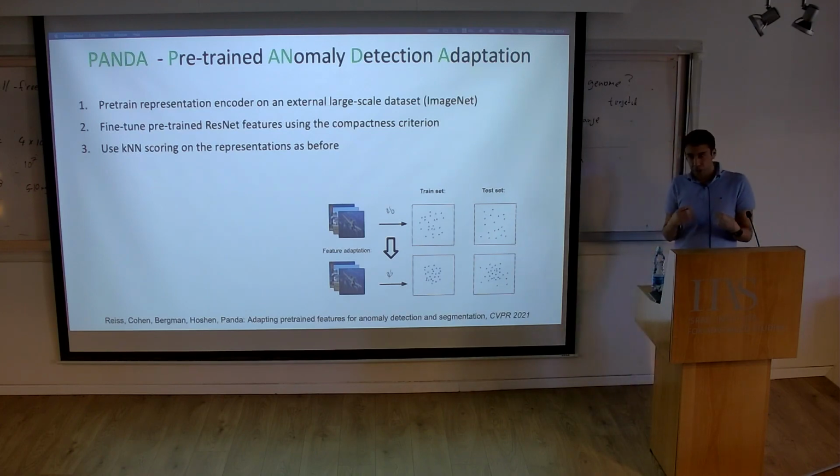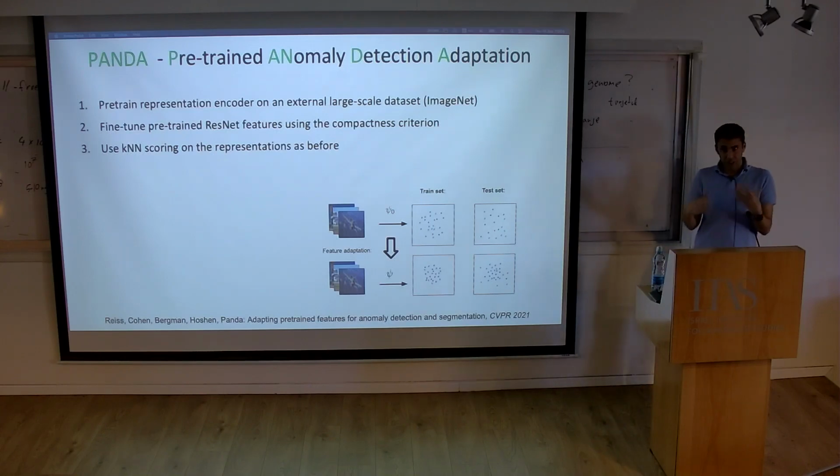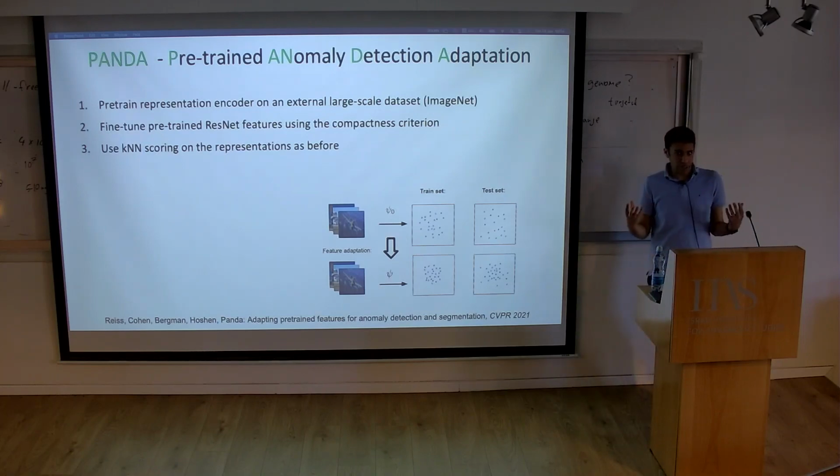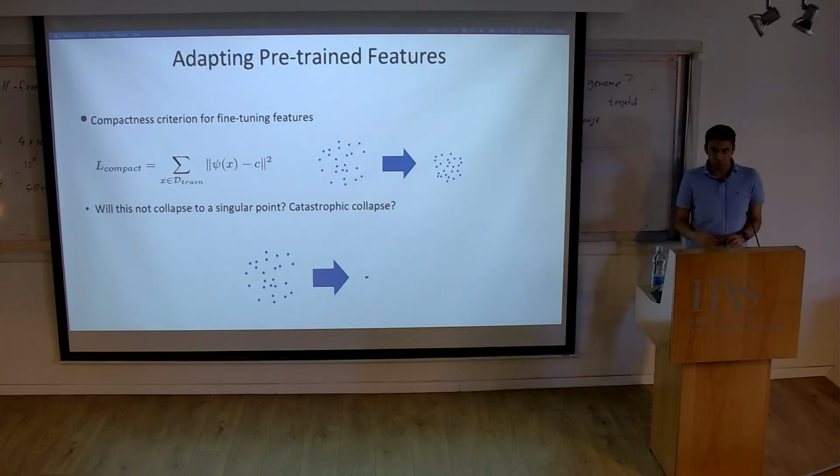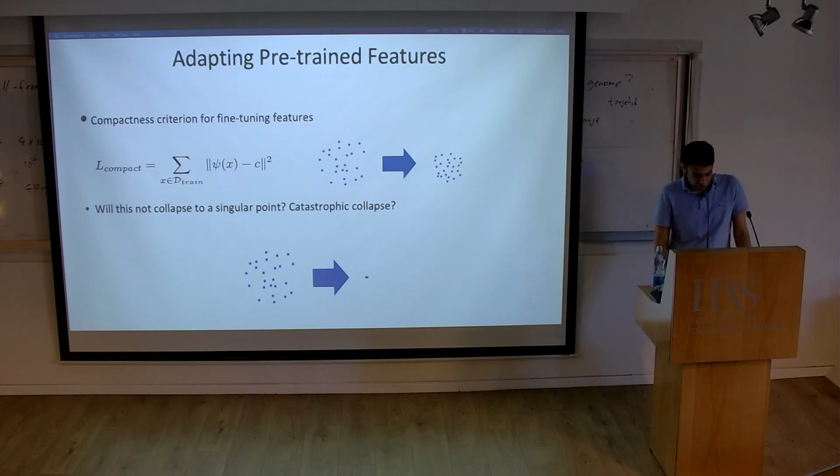Then we do a little bit of fine-tuning of this representation on our normal training data. And then we use this fine-tuned representation, again, with k-nearest neighbors for anomaly detection. There are actually some slightly subtle issues with that, which I wanted to show here. So how do we actually fine-tune an existing representation on the normal training data?